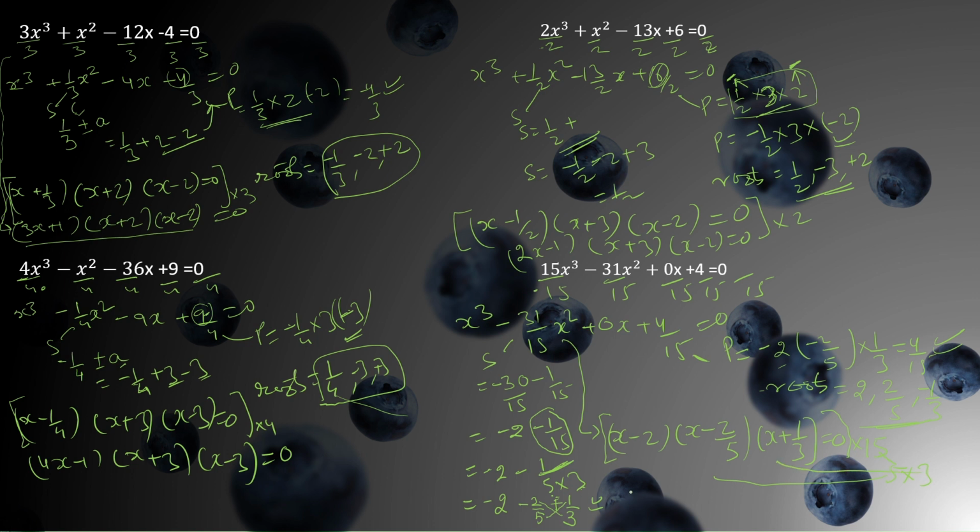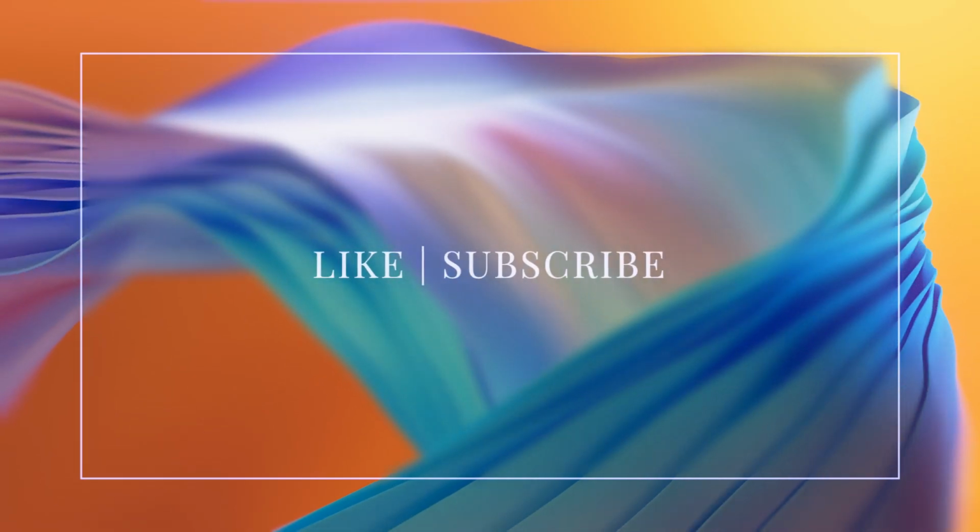Now we have to multiply this equation by 15 because we have divided by 15. So multiply by 15. So 15 out of 15 is like 5 cross 3, and this 5 comes here and 3 goes here.